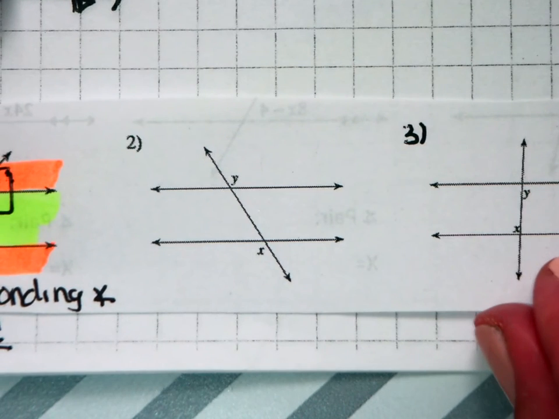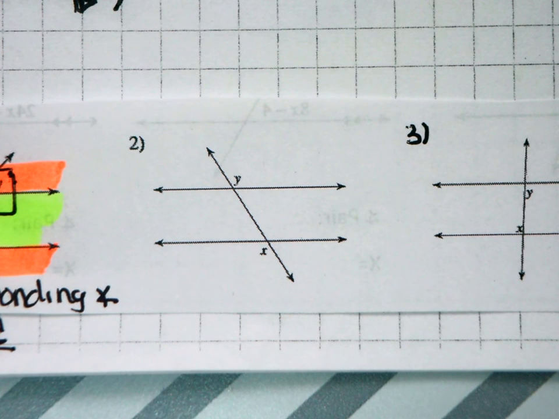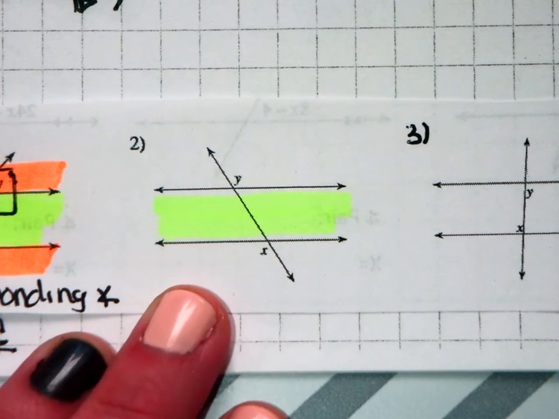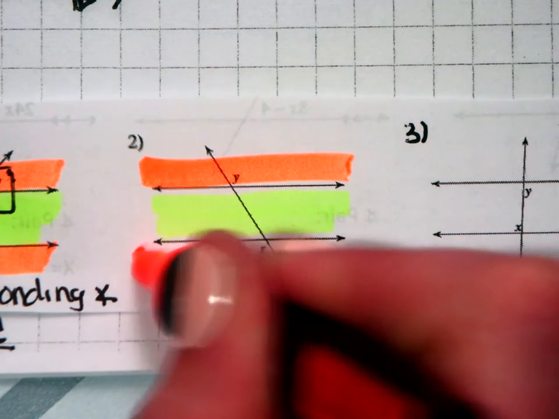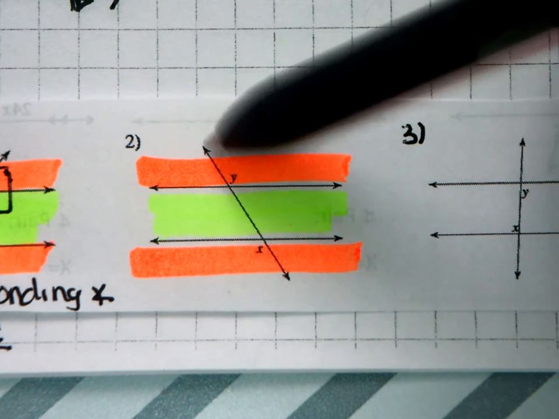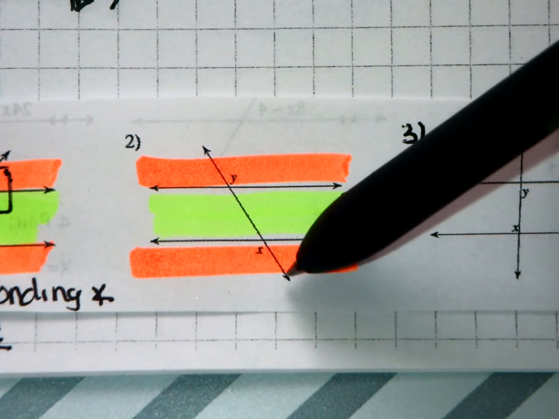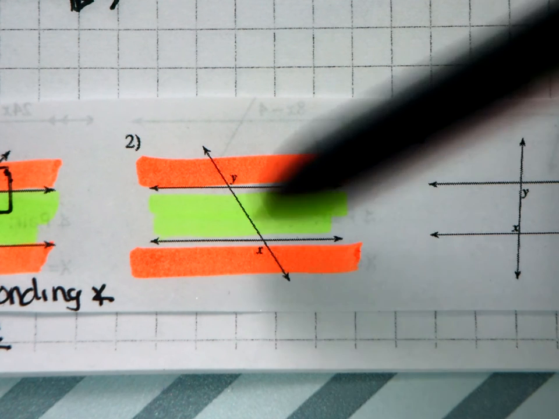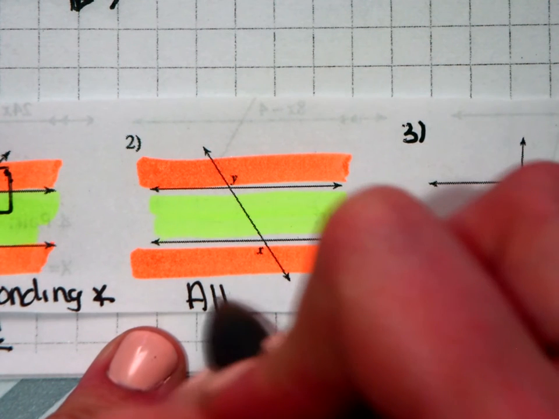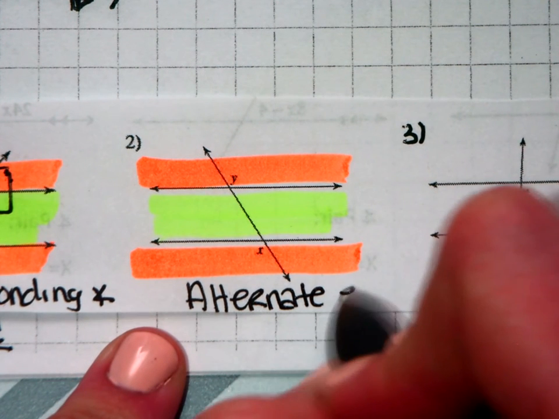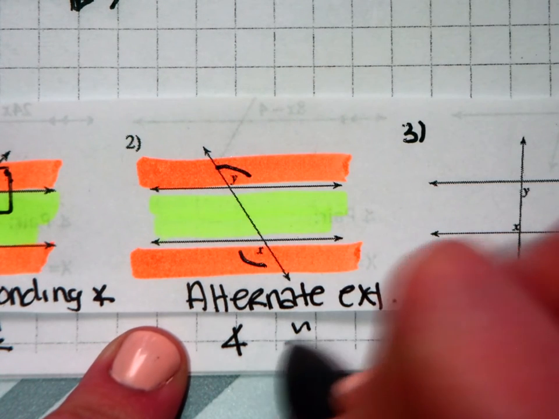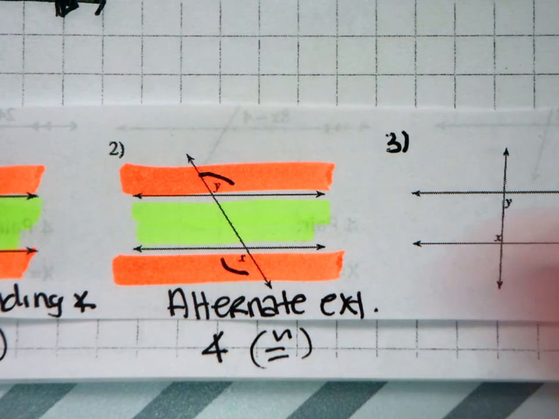Let's look at number 2. Looking at X and Y, those are both located in the exterior. Remember, interior is between, exterior is on the outside. Angle Y and angle X are on opposite sides of this line, which is called the transversal. If they're on opposite sides of the transversal and are exterior angles, these are referred to as alternate exterior angles. When the lines are parallel, their angle measures will be the same. But that's only when the lines are parallel.